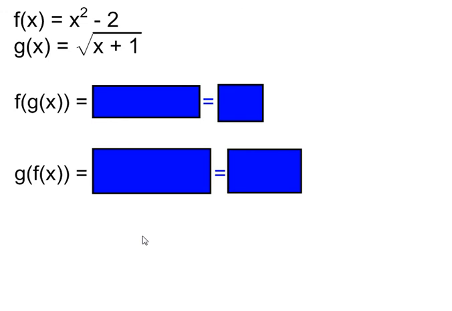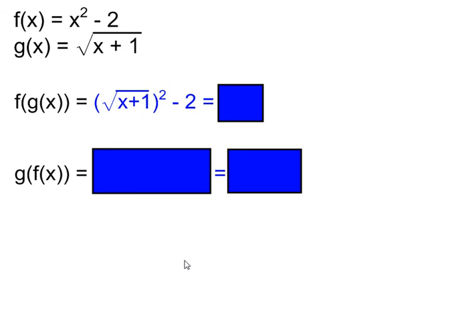What I have here is a couple more practice problems of doing f of g and g of f. So right here, f of x is x squared minus 2. G of x is the square root of x plus 1. So the first one, if I take g and plug it into f, I'm going to take this function right here and plug it into x. You can see what it looks like.